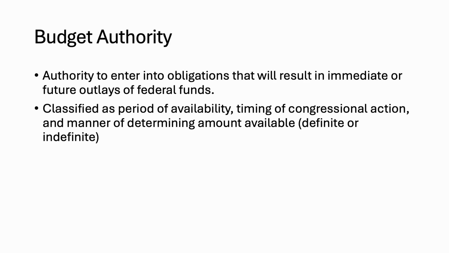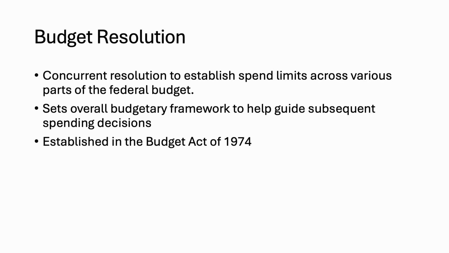Budget authority. Authority to enter into obligations that will result in immediate or future outlays of federal funds. Classified by period of availability, timing of congressional action, and manner for determining the amount available, definite or indefinite. Budget resolution. Concurrent resolution to establish spending limits across various parts of the federal budget. Sets the overall budgetary framework to help guide subsequent spending decisions, established in the Budget Act of 1974.